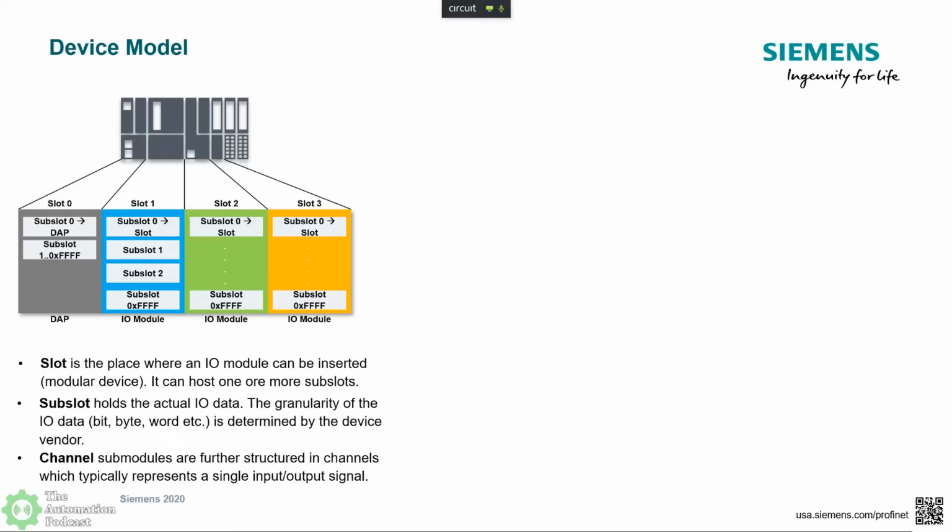And a subslot can be divided into channels, whereas a channel actually represents a single input or output signal.